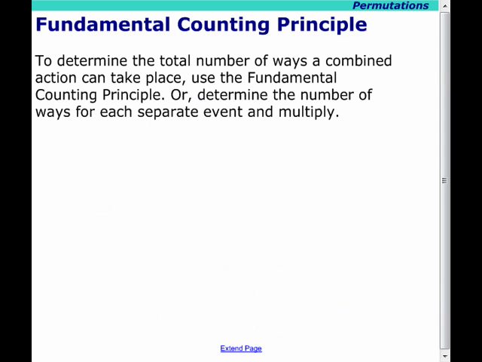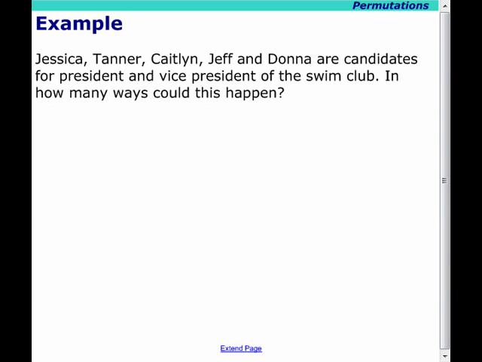So this fundamental counting principle, this is what it states. To determine the total number of ways a combined action can take place, combined action, so the 3 letters being put together, I can use the fundamental counting principle. Or determine the number of ways for each separate event and multiply. And that's what the fundamental counting principle says.